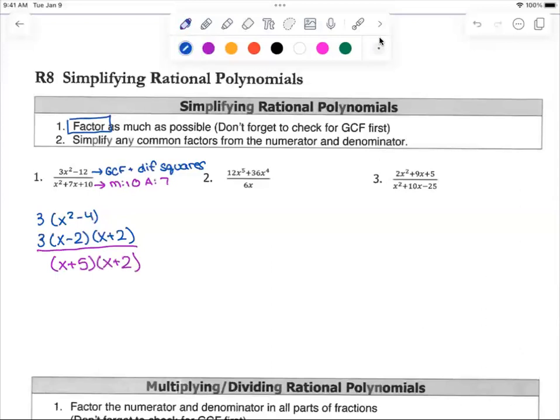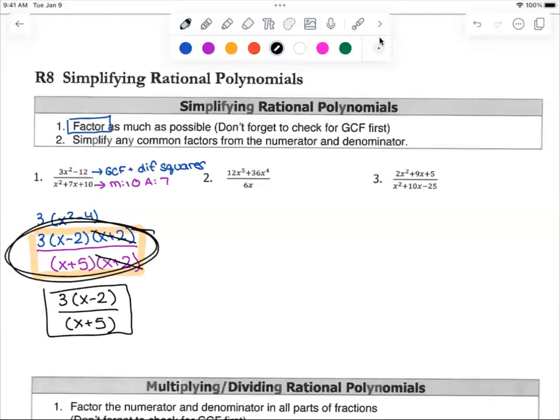So I'm going to take this and I need to simplify it by canceling out any factors from the numerator and denominator. Notice the x plus 2's are the same. If they are the same on the numerator and the denominator, they cancel. Nothing else is the same. That is going to be my final answer: 3 times x minus 2 all over x plus 5. Done. I would expect to see the answer above here as your work and see what you cancel out.